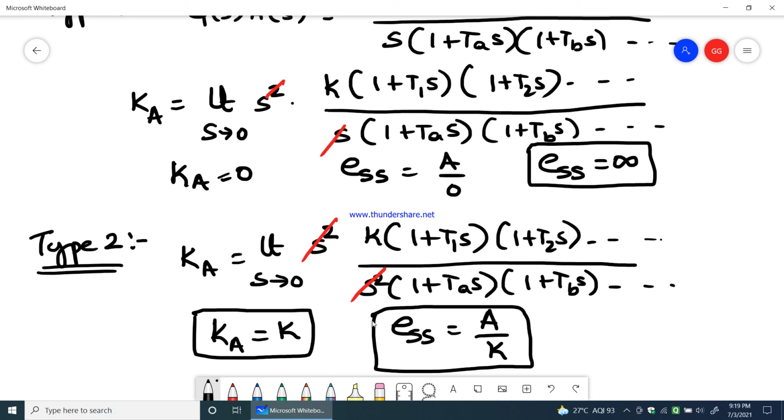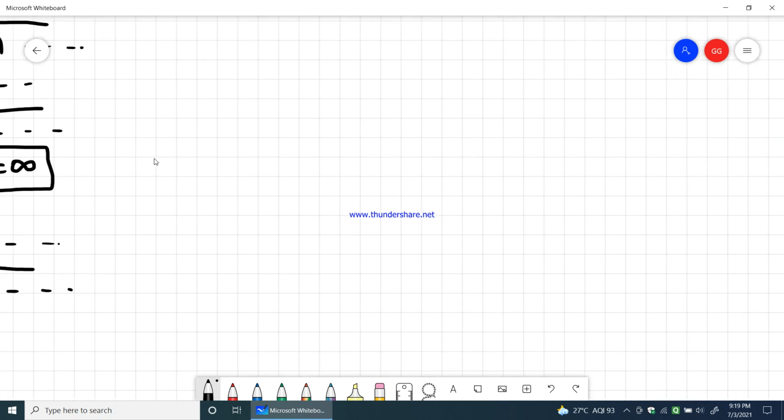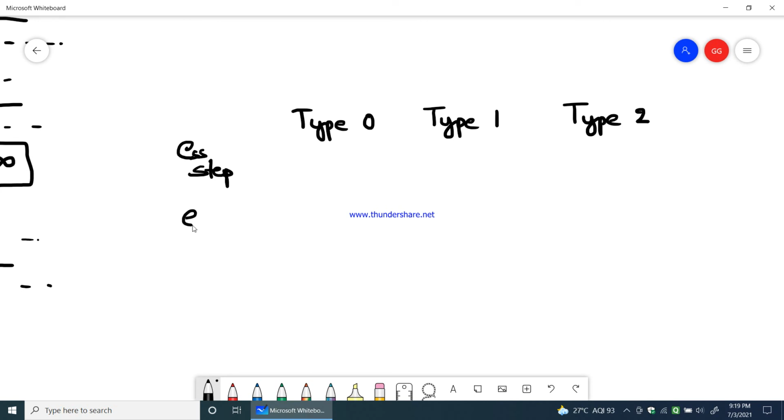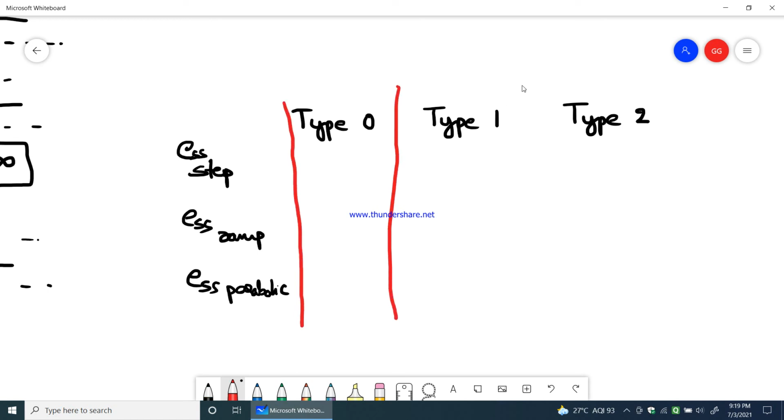Okay. So therefore, I'll write a table as a summary here. So here type 0, type 1, type 2. Now, ESS in terms of step input, ESS in terms of ramp input, whereas ESS in terms of parabolic input. So we'll put a table like this.